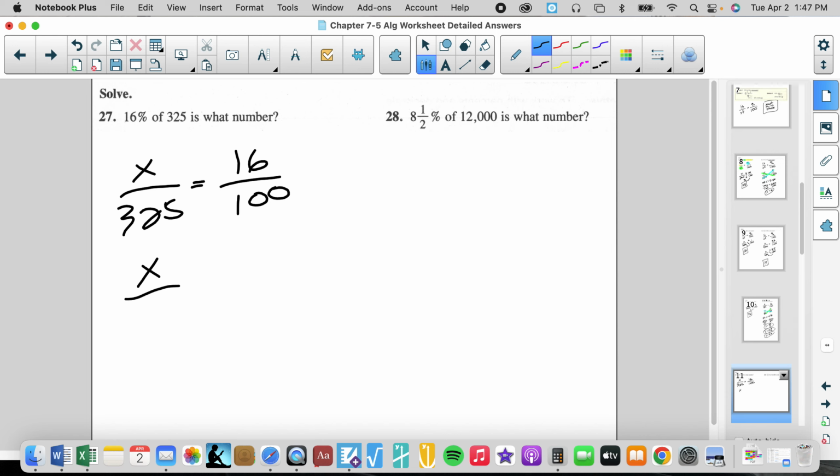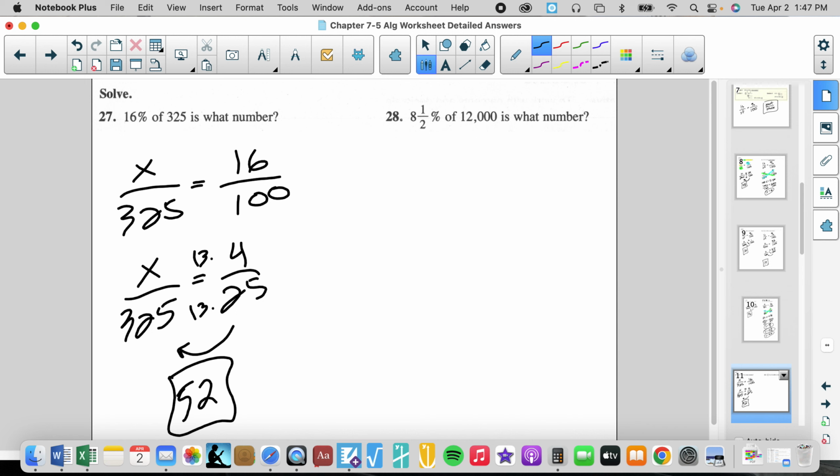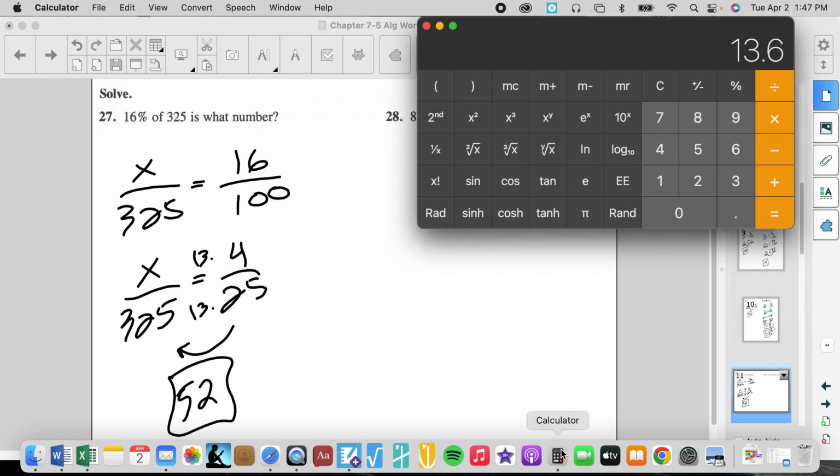Yeah, let's reduce. So 325, we're at 16% again, and we know that that's 8 over 50, which is 4 over 25. Why did I pick that? Because 25 is a factor of 325. That is going to be 13 times 13, 12, so that's 52. Let's check. 325 times 0.16 gives me 52.